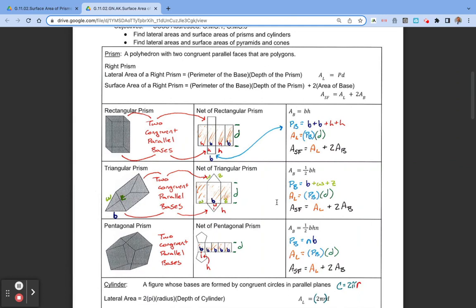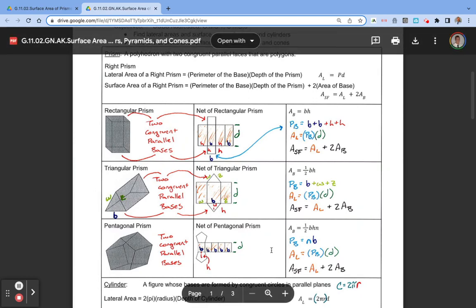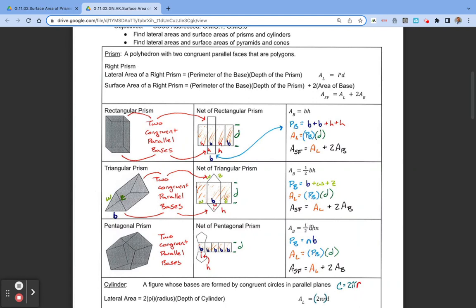Next, we have the pentagonal prism. And the area of the base of a pentagon is 1/2 the base times the height times the number of sides. Remember, when we have a regular polygon, we can calculate it by calculating the triangle, which is 1/2 base times the height, and then multiplying by the number of sides, which in this case is 5. So in this case, for the perimeter of the base, we have a pentagon, and all of the sides are the same because they're regular. So it's base, base, base, base, base. They're all the same length. So we add all those together, which is base times n. That'll give us the perimeter of the pentagon.